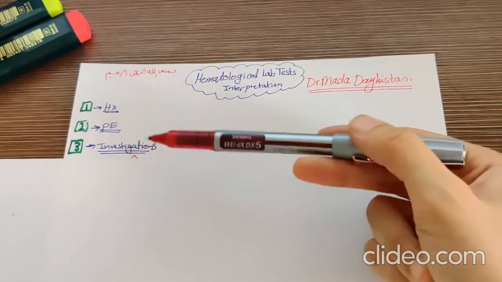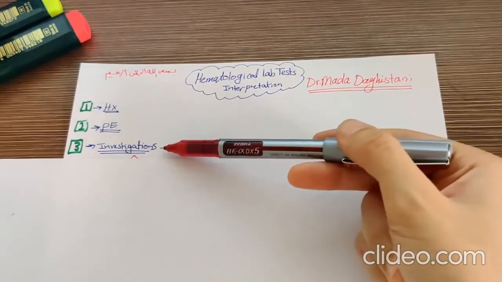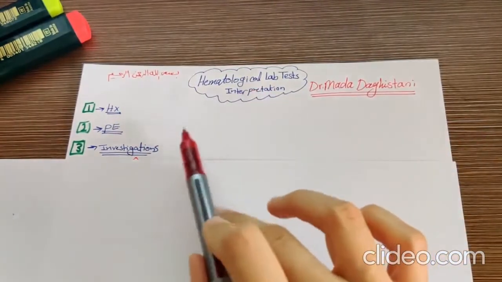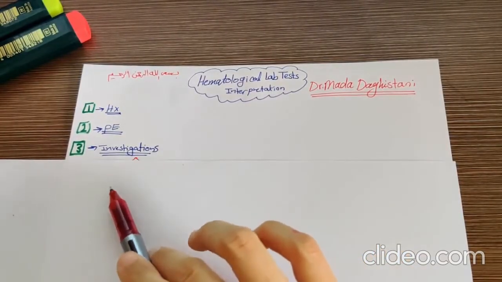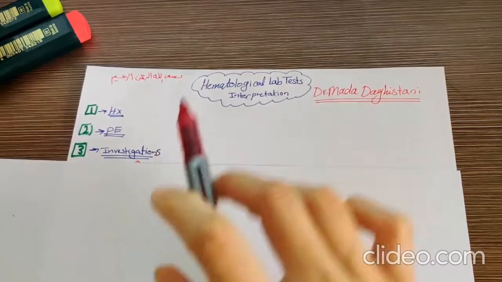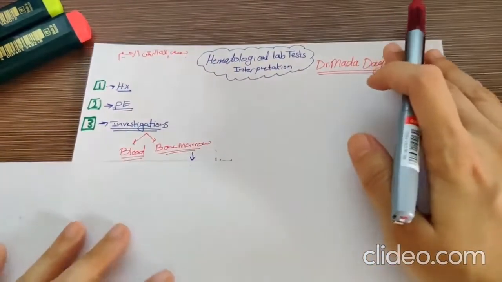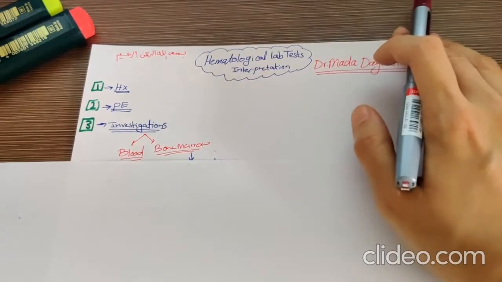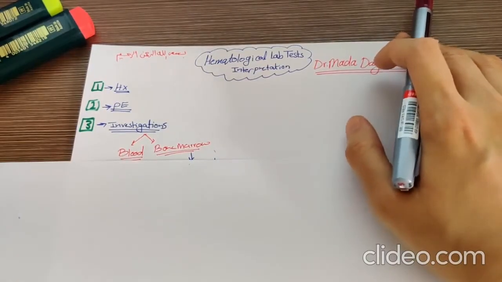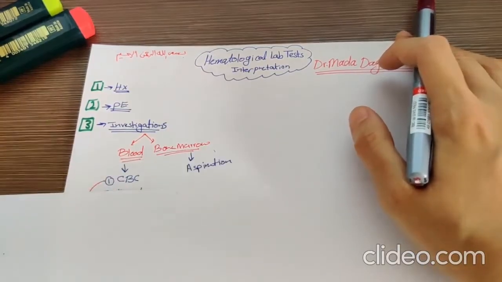Okay, after that we have the investigations. In the investigations, I can divide them into two types: blood investigation and bone marrow investigation. Okay, in the blood investigation, what do you want to order for your patient? Usually and most commonly, we will start with the complete blood count, which is CBC.